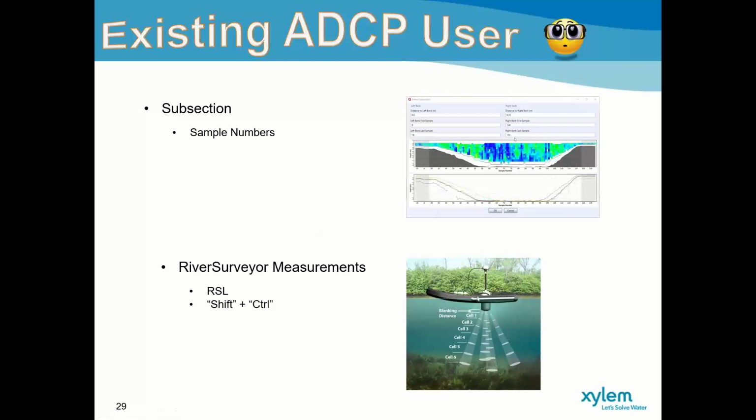Subsection is basically just subdividing the transect into different components based on sample numbers, so that you can exclude certain portions depending on what you need the data for.